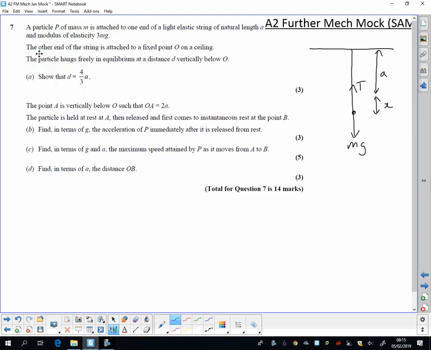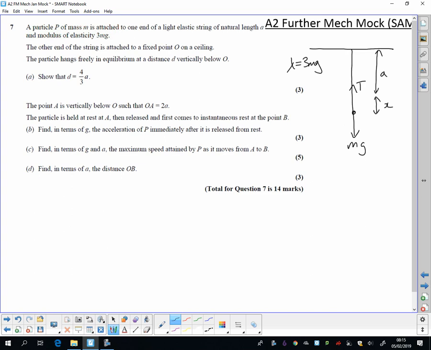This question involving Hooke's law seemed to cause a few problems, particularly in parts C and D. So let's have a look at this. I've started off by drawing a diagram for the first situation, where we've got our particle attached to a string with modulus of elasticity lambda, attached to the ceiling and hanging like that.